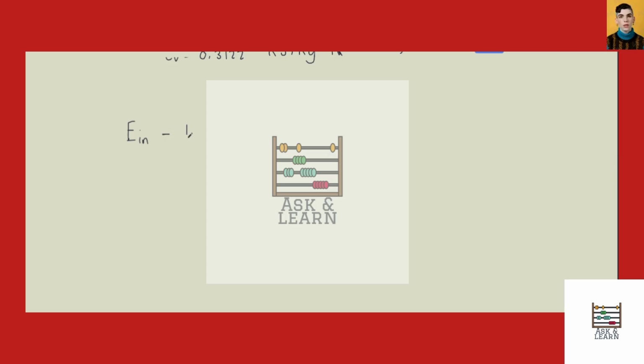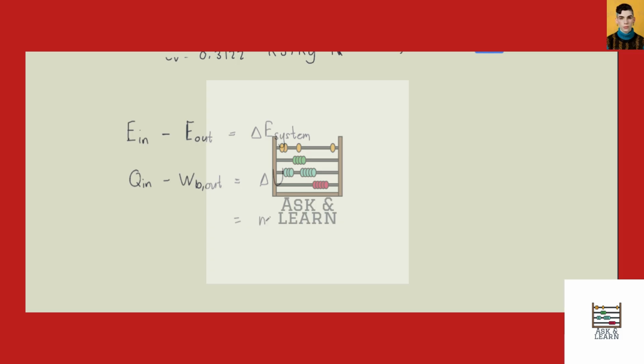E in minus E out, the energy in minus the energy out of the system, is equal to the change in energy of the system, delta E. And the energy into the system is due to heat, minus the boundary work, which is out of the system. So the negative sign is since the boundary work acting on the piston and the surroundings is out of the system. And this is equal to delta U, the change in internal energy of the system.